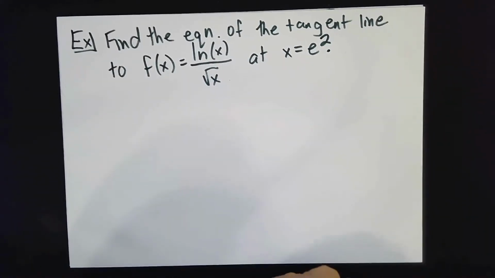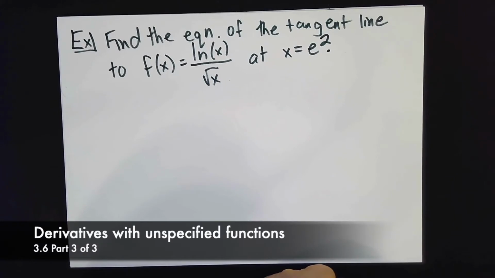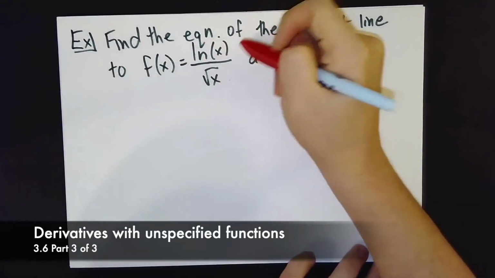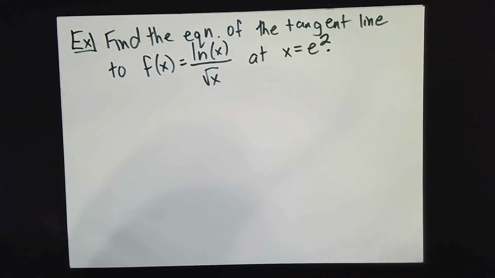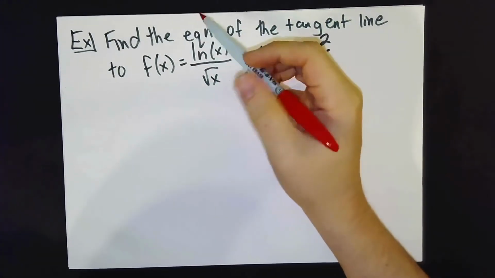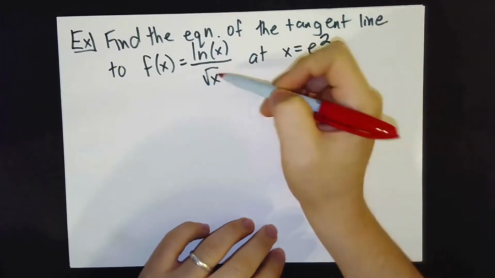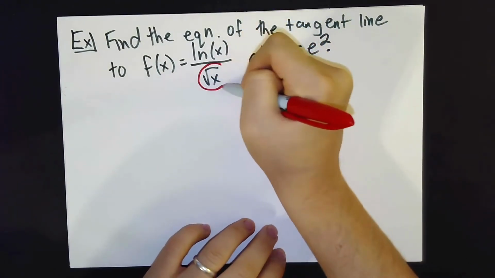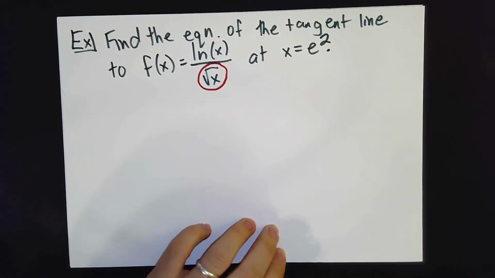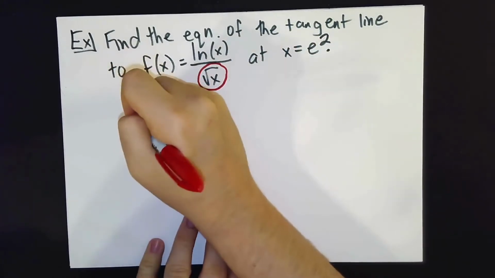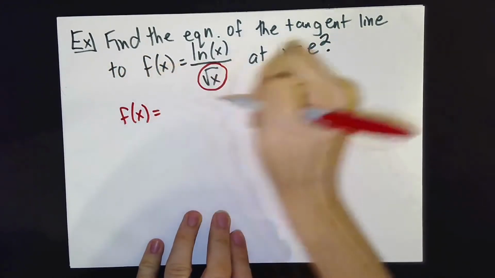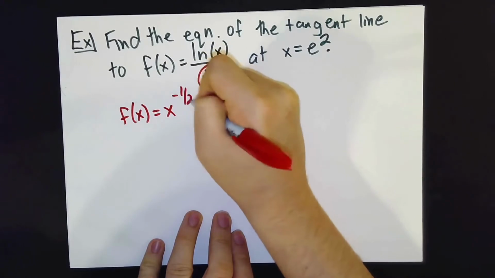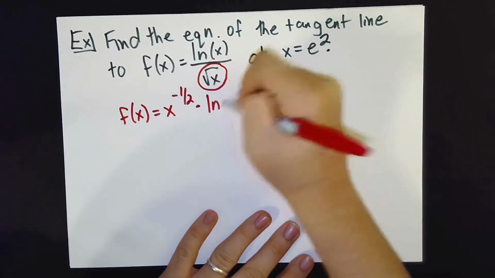All right, so let's practice a tangent line question now with the product rule. And if you're particularly observant, you might notice that this is a quotient, not a product. However, I want to point out, I actually can rewrite this as a product because the thing that's in the denominator is a square root of x. And so, in fact, f of x is the same thing as x to the minus 1/2 power times the natural log of x.